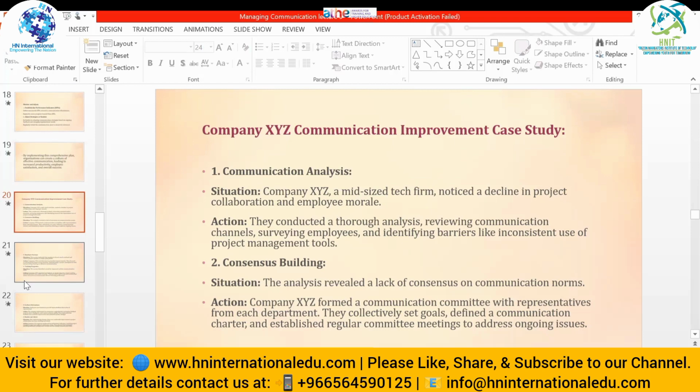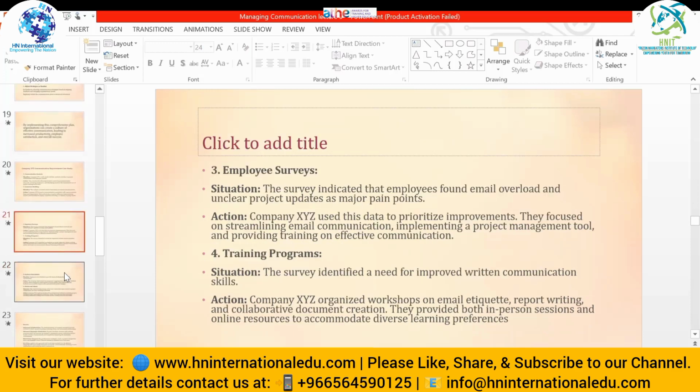Company XYZ formed a communication committee with representatives from each department. They collectively set goals, defined a communication charter, and established regular committee meetings to address ongoing issues. For the employee surveys, the situation is the survey indicated that employees found email overload and unclear project updates as major pain points. Company XYZ used this data to prioritize the improvements. They focused on streamlining email communication, implementing a project management tool, and providing training on effective communication as well.